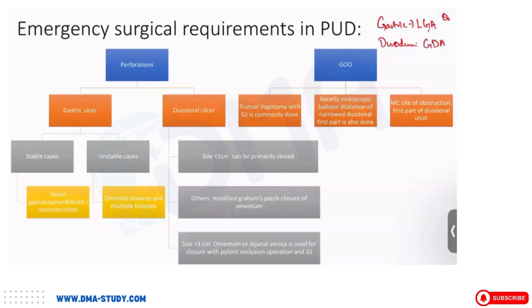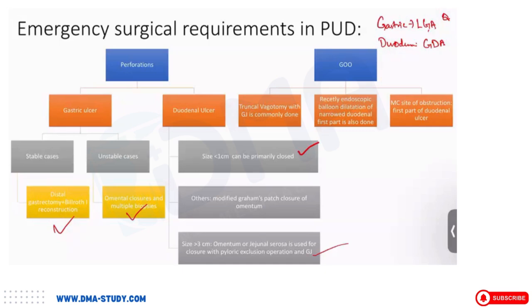Okay, for a gastric ulcer patient, stable cases, emergency, you can do distal gastrectomy plus Billroth 1. Unstable cases, you can do omental closure. And duodenal ulcer, less than 1 centimeter, primary closure can be done with Graham's patch. And more than 3 centimeter, you may require an omentum or jejunal serosal patch. Okay, omentum or jejunal serosa will be excised and used for the closure, so this is the surgical management.